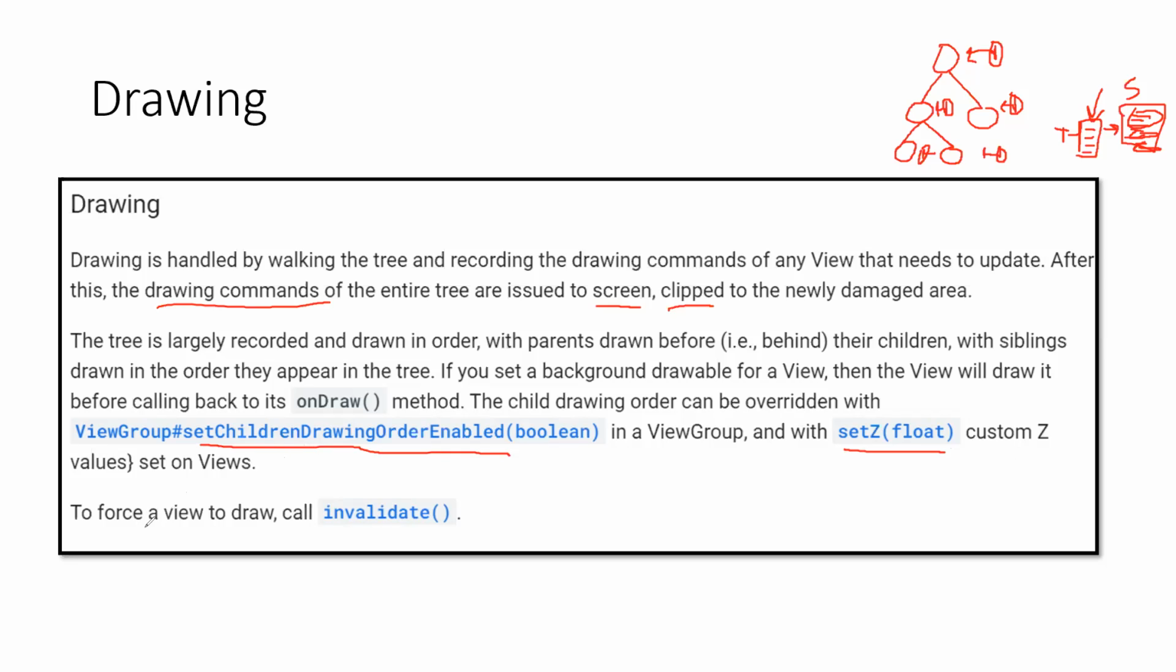And if you want to force the view to draw, you can call invalidate. Invalidate is a method which is called whenever you try to redraw the view, or whenever some event comes and says that I want to redraw. We will be seeing more of it in action in further slides to come.